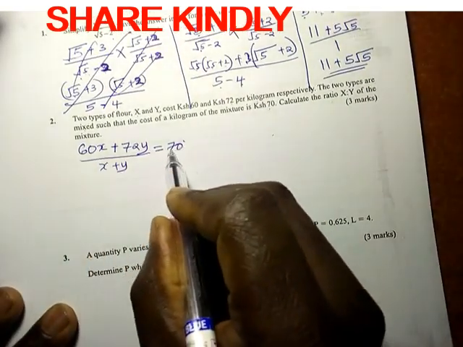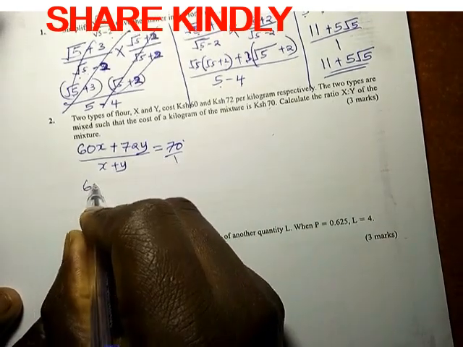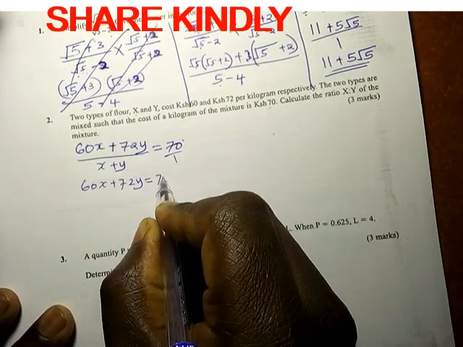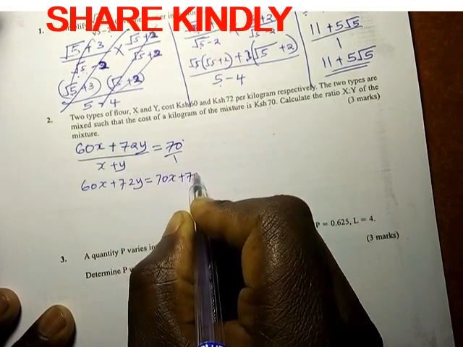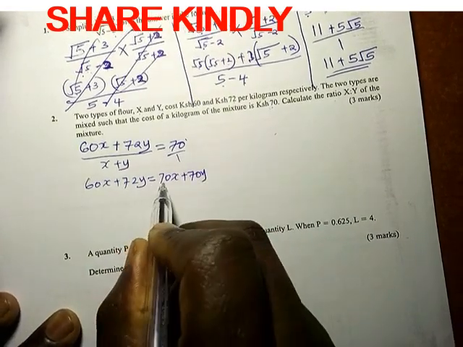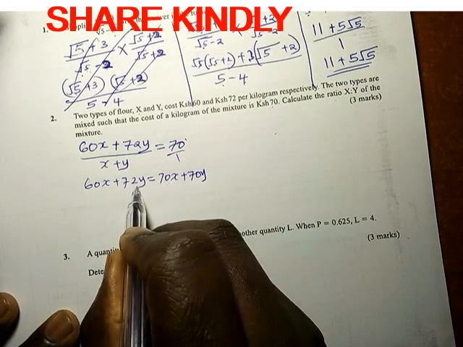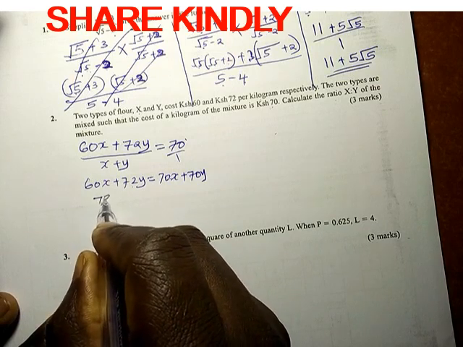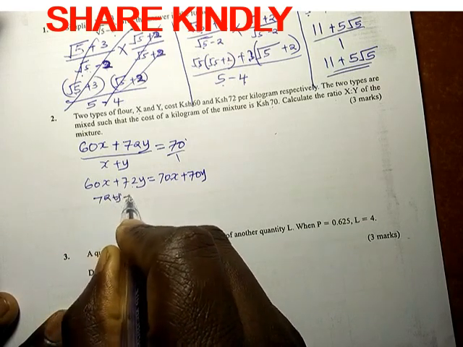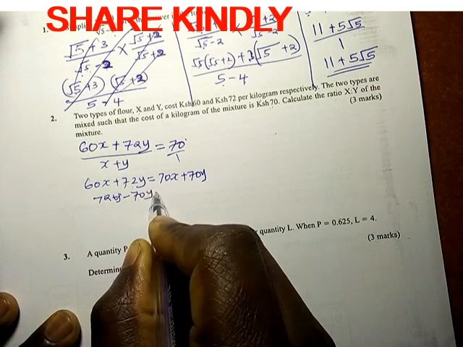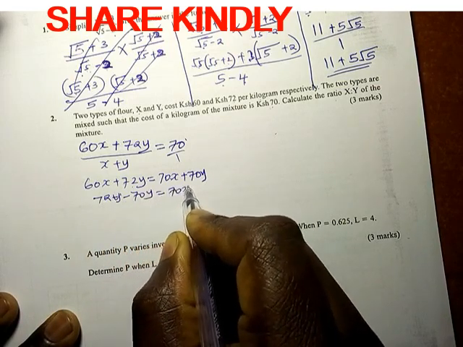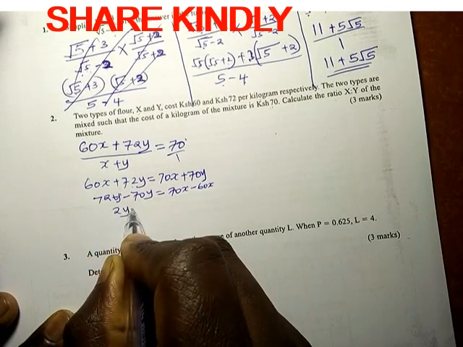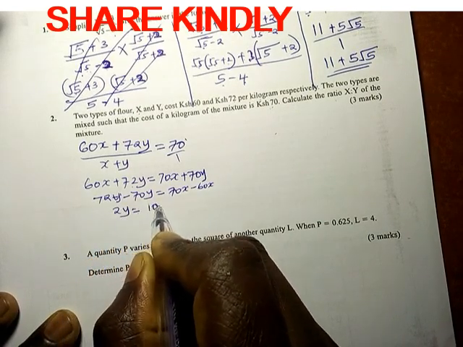So what we do here, we cross multiply. We will have 60x plus 72y equal to 70x plus 70y. So collecting like terms together, we will have 72y minus 70y equal to 70x minus 60x. So we'll have 2y equal to 10x.